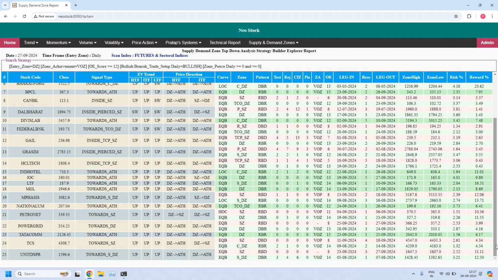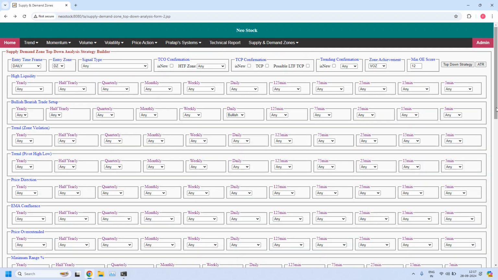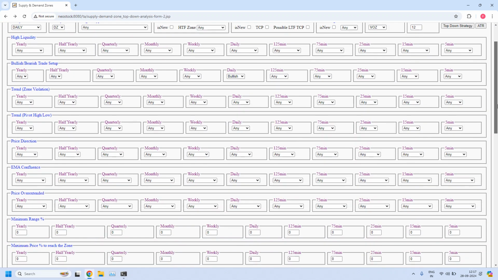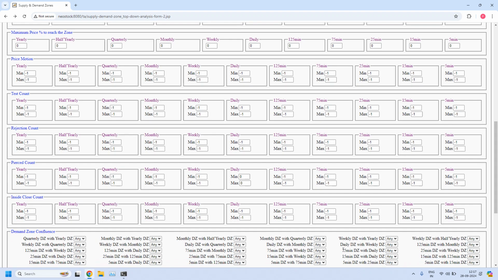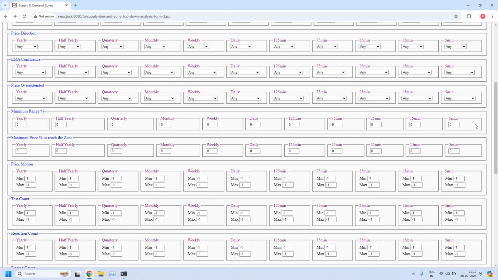So if these daily zones are part of the weekly zones, that means daily zone confluence with weekly zone, that is ITF confluence, the probability will increase a bit extra, probability of getting success. So for that, in the demand zone confluence, daily demand zone with weekly demand zone confluence, we need to enable the filter. I am enabling the filter. Now let's verify.